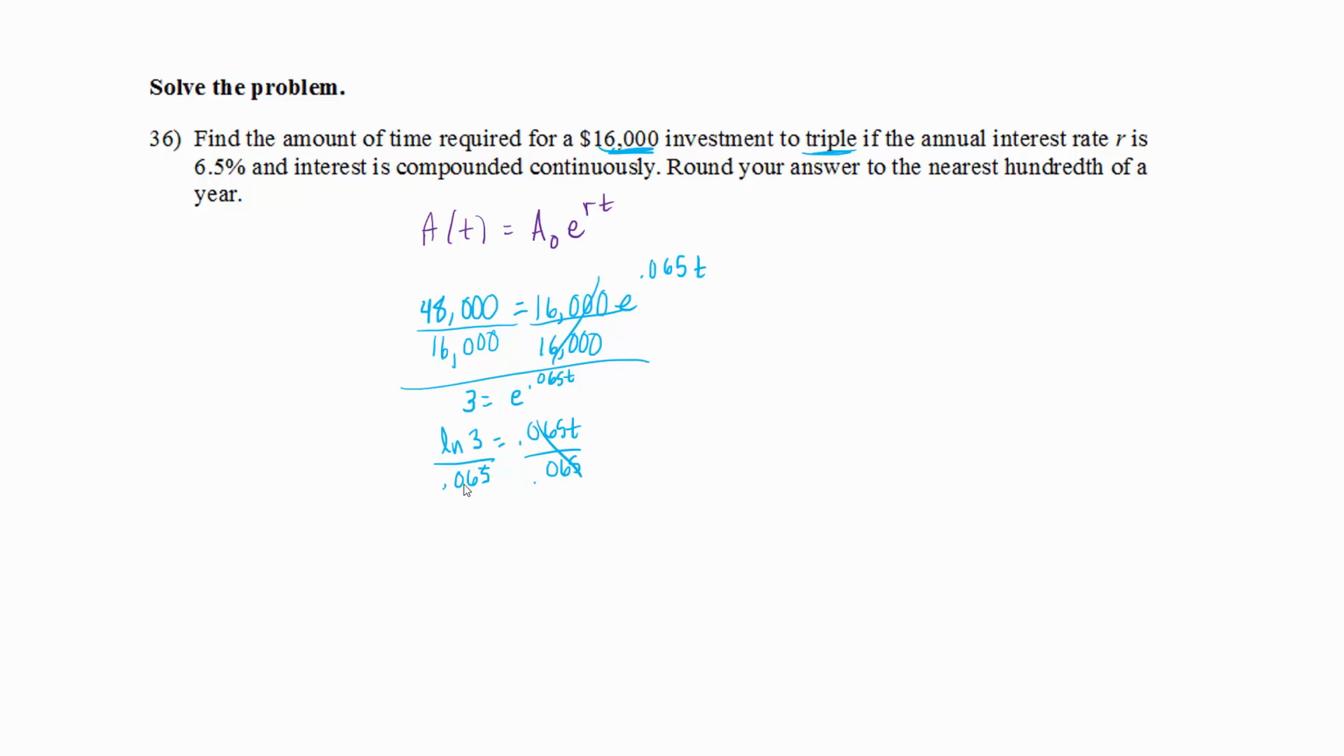And ln of 3 divided by 0.065, if we round to the nearest hundredth like it asks us to, is 16.90 years. And that's our answer.